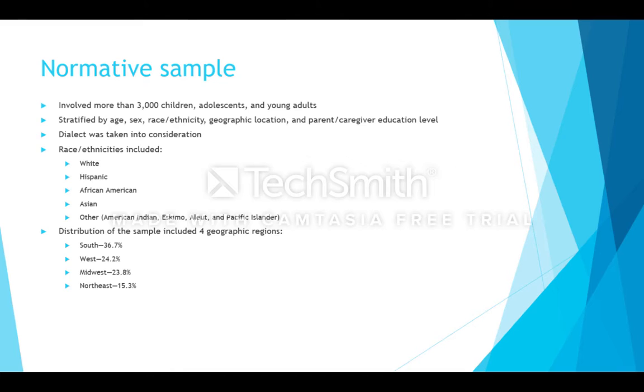All right, so now we're going to talk about the normative sample. So the sample involved more than 3,000 children, adolescents, and young adults. It was stratified by age, sex, race, ethnicity, geographic location, and parent caregiver education level. And we did want to note that dialect was taken into consideration.